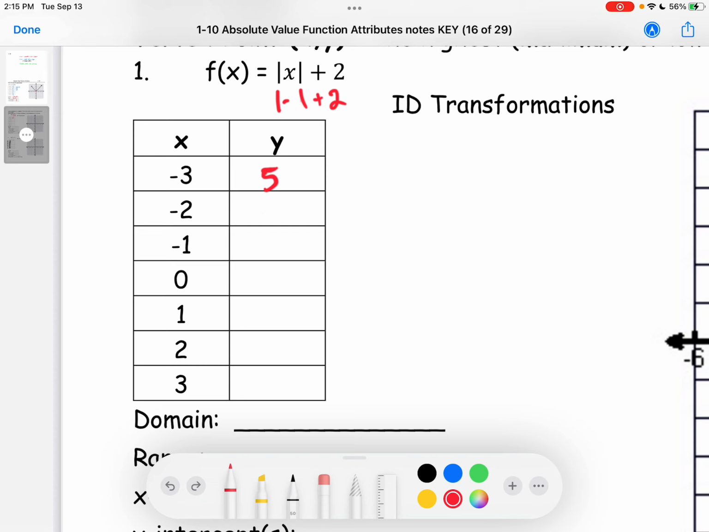Okay, if I replace that and go -1, it becomes 1 plus 2, which is 3. 0 plus 2. Then I start getting into positive numbers. Well, if I replace that -1, make it +1, the absolute value of 1 is 1. So it's just 1 plus 2 again. And then it's 2 plus 2. And then it's 3 plus 2. Sorry about that mistake there.